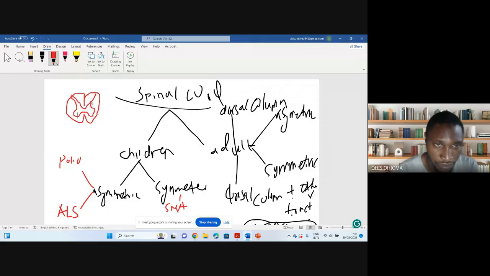You should please bear with me. My drawings are not the best, right? So I'm going to differentiate between these two for you. Basically, symmetric and asymmetric means that it affects one particular limb, or it affects one limb more than the other, right? For polio and SMA, it affects the same part, which is the anterior horn cells, right? These are the anterior horn cells, or the ventral horn cells. This is the ventral horn. This is the dorsal horn.